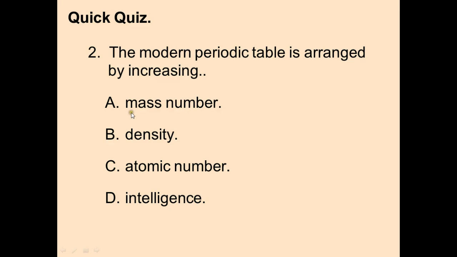And if you remember, the mass number is that weird decimal at the bottom, and it doesn't necessarily have to be increasing, but it could. It could be increasing because if you increase the atomic number, you increase the number of protons, which affects the mass. But the correct answer is C, atomic number, because that's what it's meant to be.